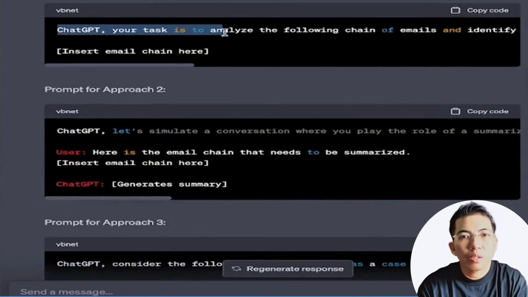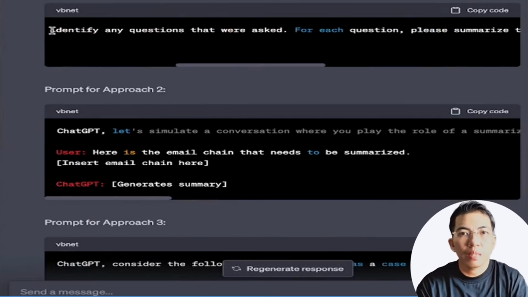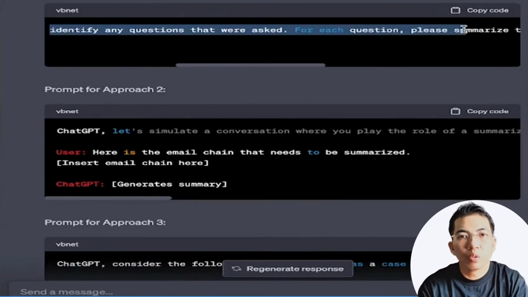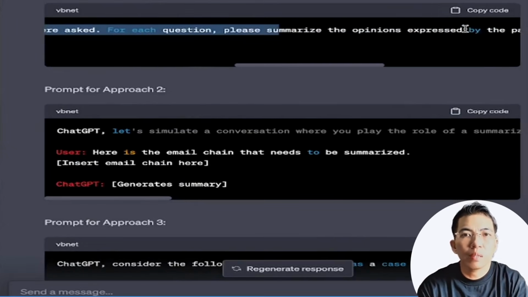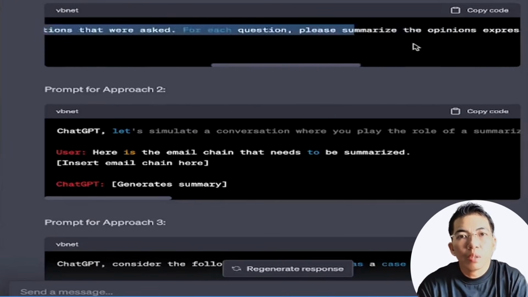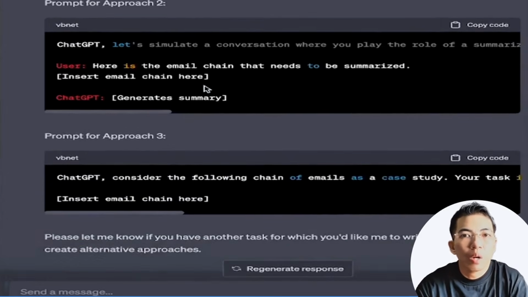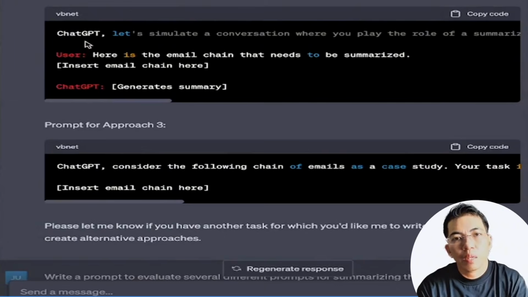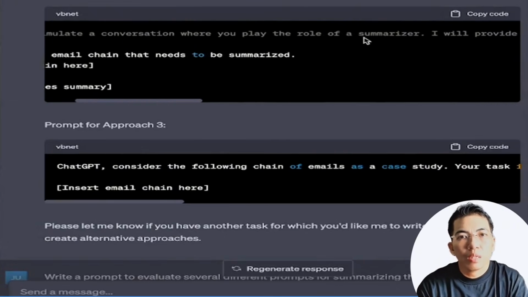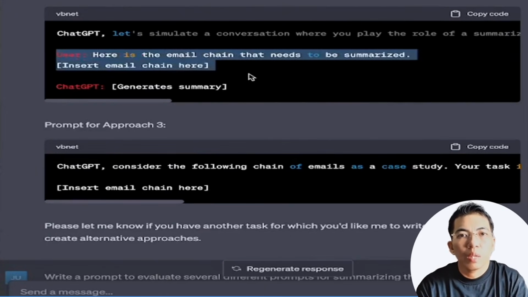So, ChatGPT, your task is to analyze the following chain of emails and identify any questions that were asked. For each question, please summarize the opinions expressed by the participants in the email chain as bullet points beneath the question. So it's generated its own prompt for itself. Prompt approach 2, ChatGPT, let's simulate a conversation where you play the role of a summarizer, and it goes on to discuss it, and then it has a slightly different format down here for how it wants things presented.